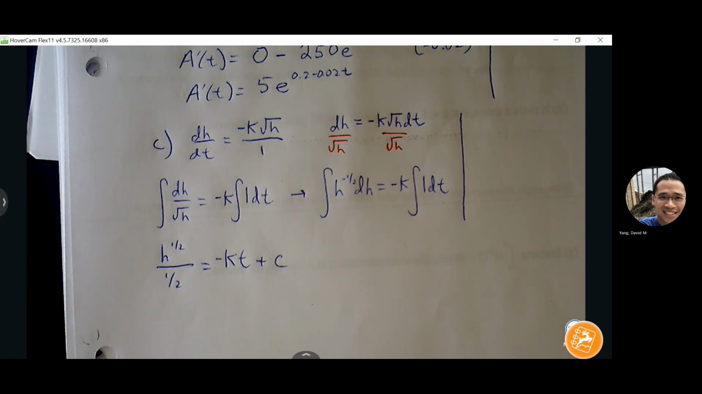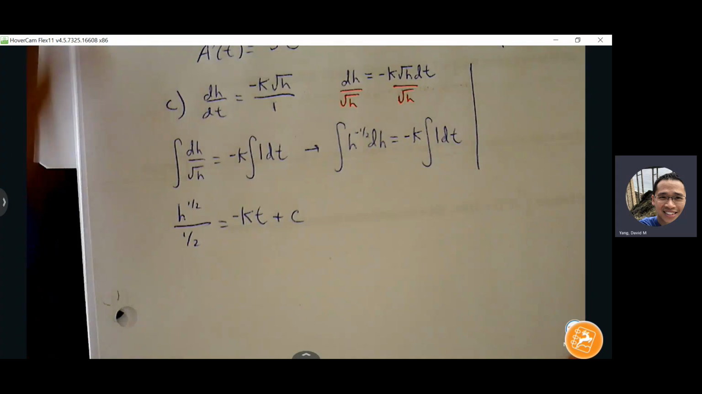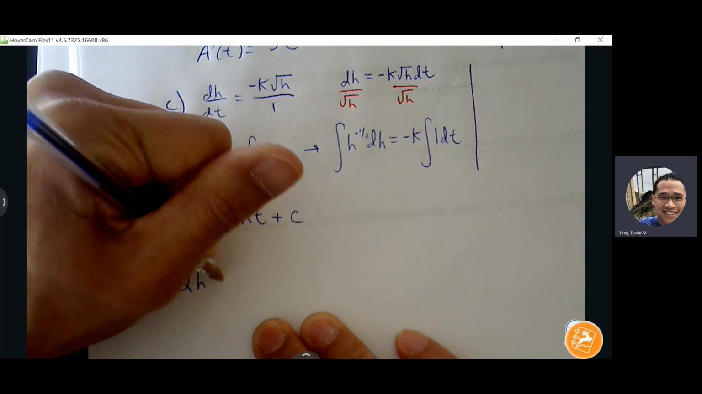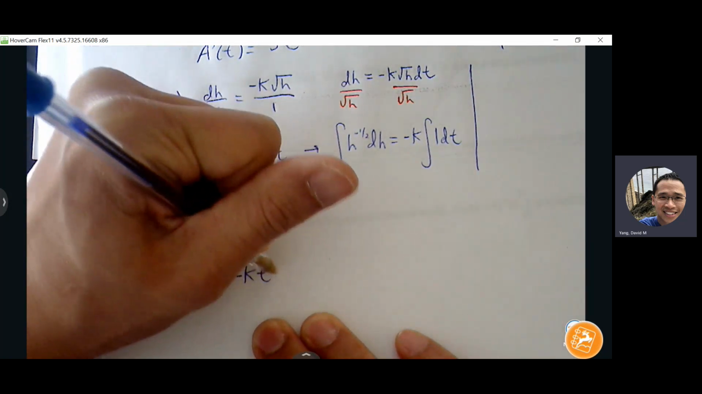Okay, so the calculus is done. Now we have some additional steps though. Not only do we have to solve for h, we got to solve for C, and we also need to solve for k as well, because k is a value that we have to resolve. So that's why there's a lot more information in this problem. Let's see what we can do. That 1/2 is really a 2, right? So 2 h to the 1/2 equals negative kt plus C.